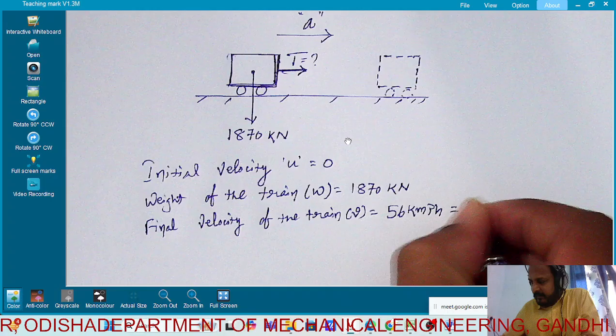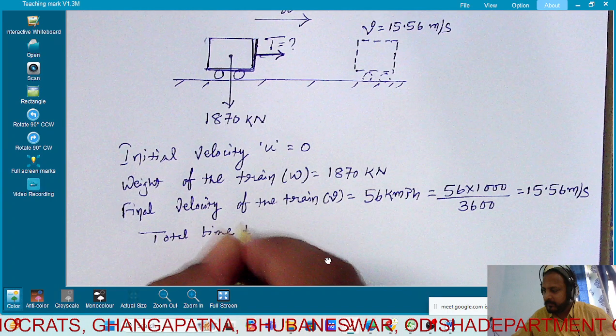Let us represent that final velocity of the train in the diagram. After how many seconds is the train acquiring this velocity? 60 seconds. So the total time T is 60 seconds. Okay, so this is all the given data. What is the other given data? Total resistance.